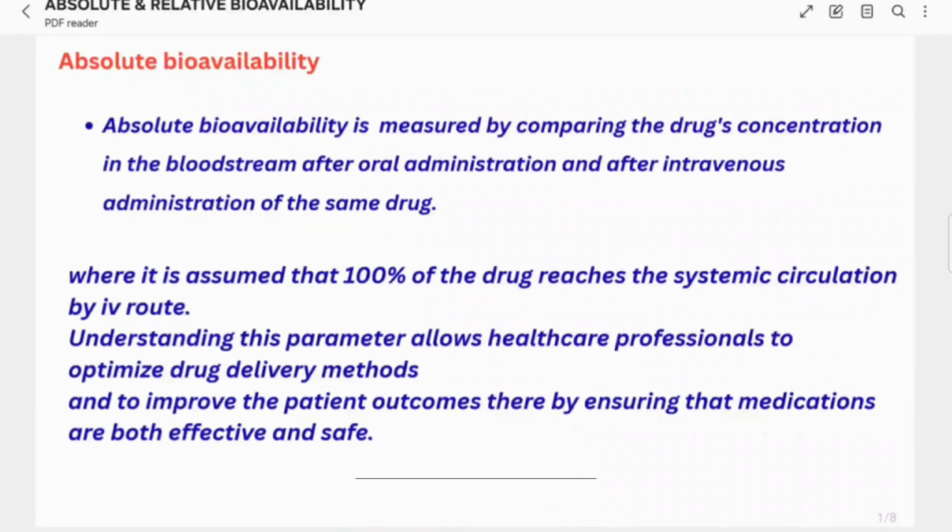What is absolute bioavailability? To understand absolute bioavailability, first we need to know the meaning of bioavailability.